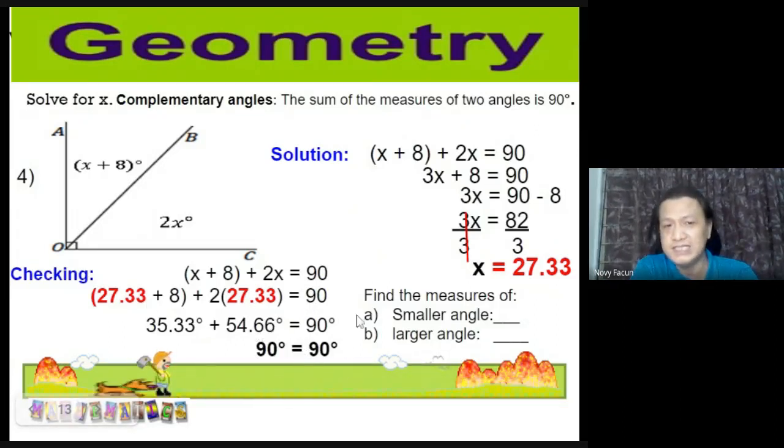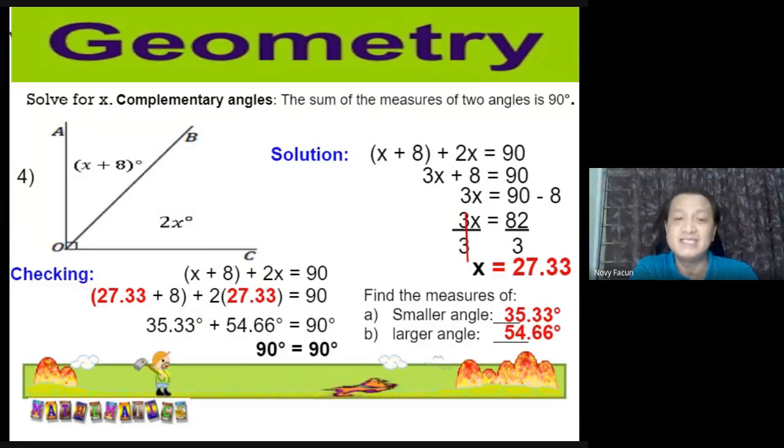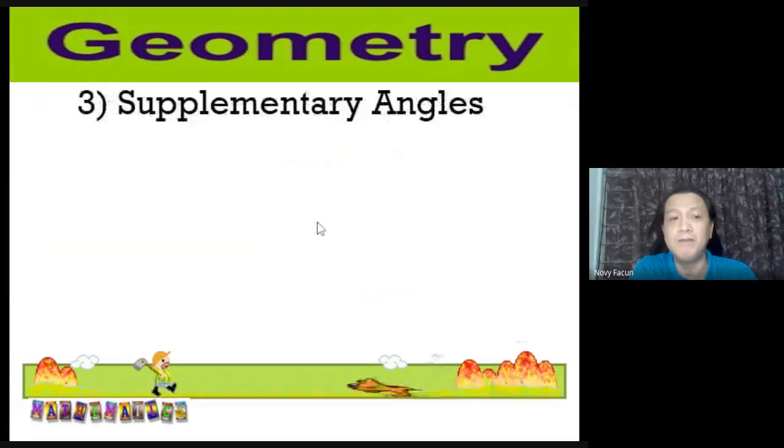And then from this, you can now find the smaller angle. That is 35.33 and the larger angle is 54.66. When you add this, it is 90 degrees because that is the concept of complementary.